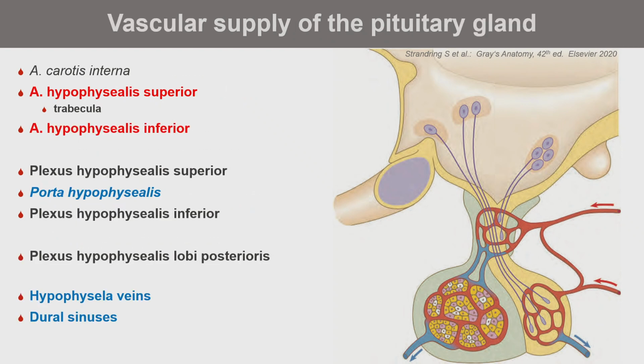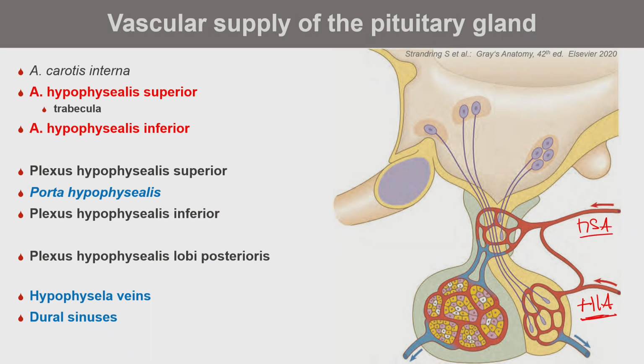So why could those hormones be transmitted into the blood? We have a very special system of blood supply in the adenohypophysis, and also a system which is separated in the neurohypophysis. We have two pituitary arteries, so hypophyseal superior and inferior artery.